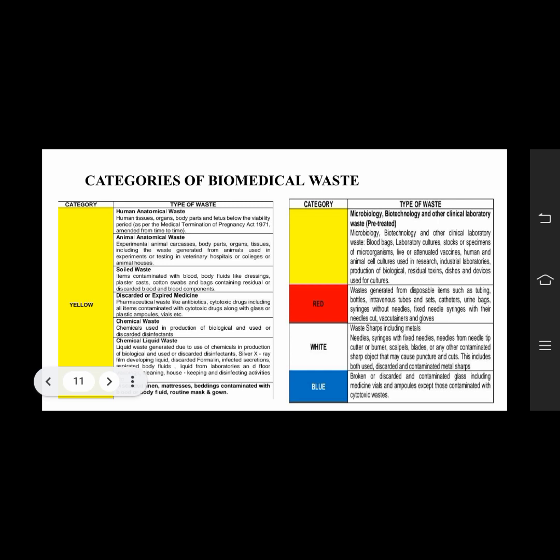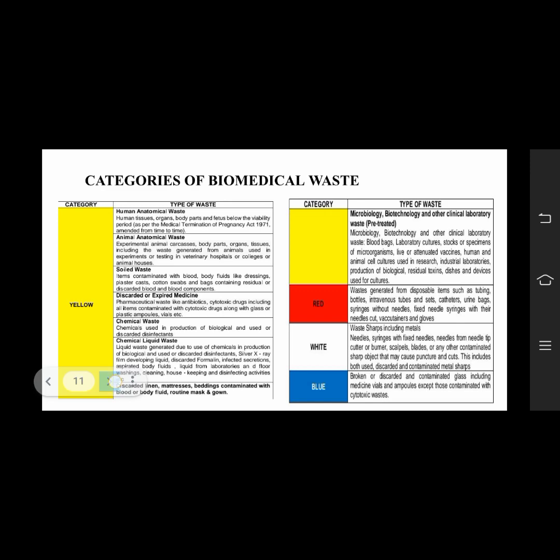And in the white bin, we have the sharp materials or sharp waste. In the blue bin, we put all the broken glass or discarded glass vials, or everything which is broken glass, we discard in the blue bin.